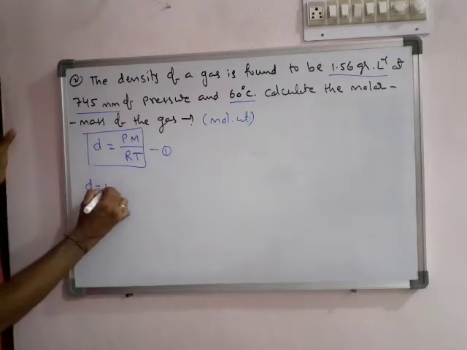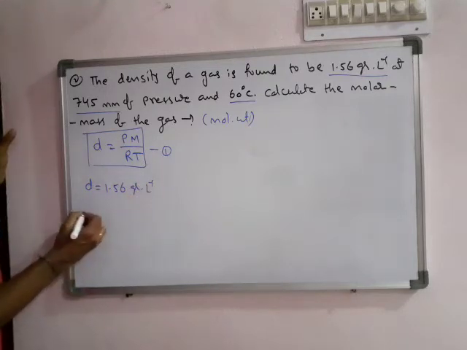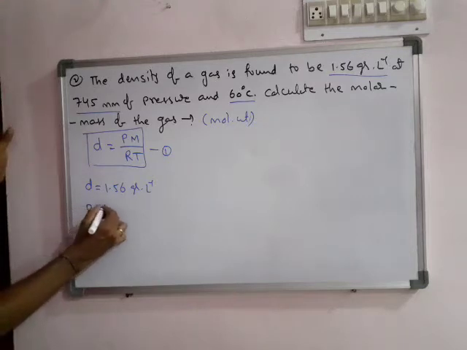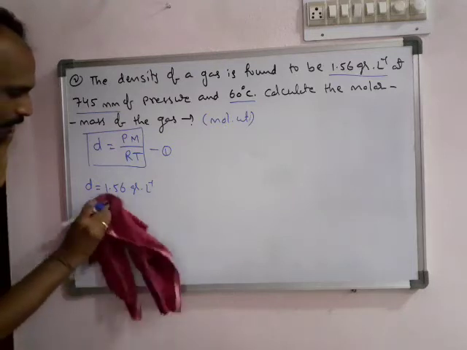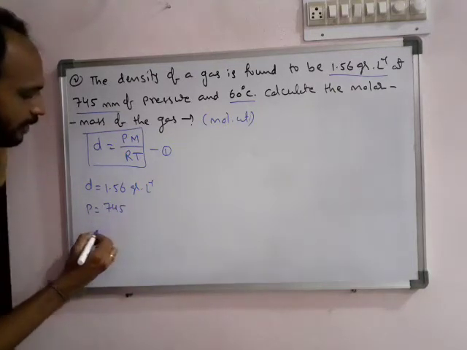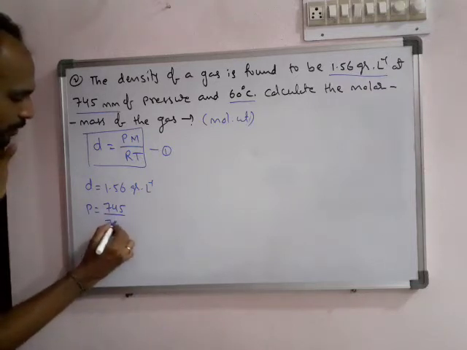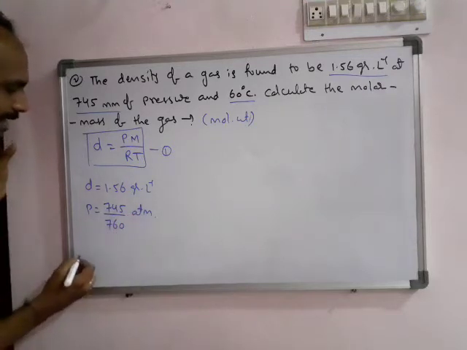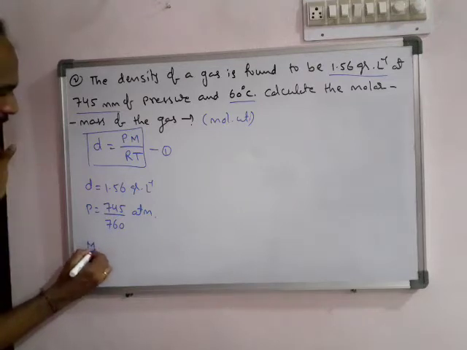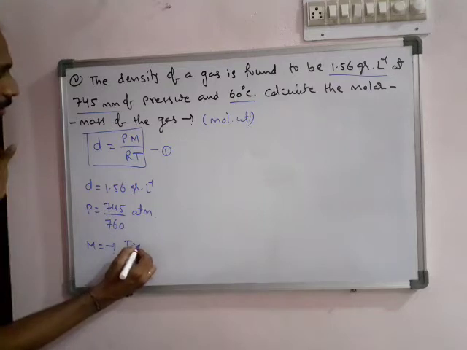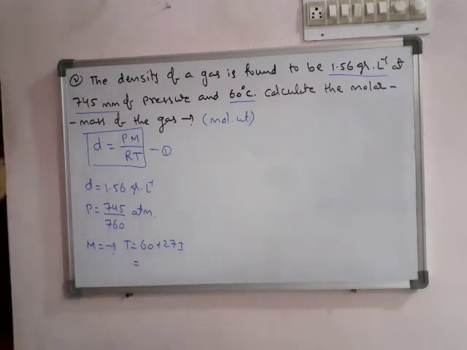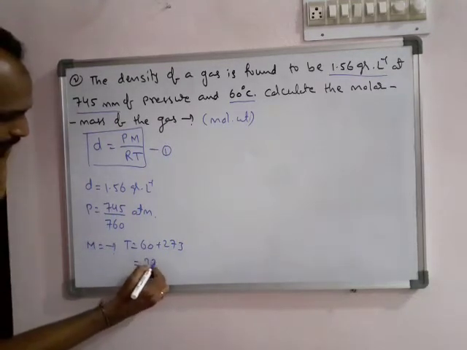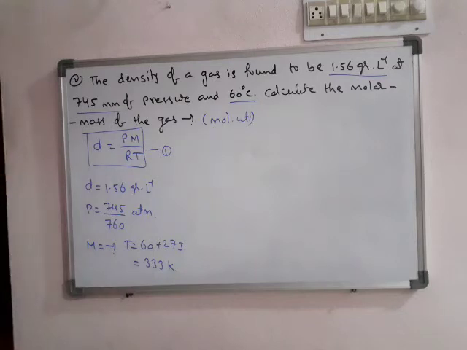So here density is given, 1.56 grams per liter. What is the pressure? 745 mm. Generally we substitute the pressure in terms of atmosphere, so the mm should be converted into atmosphere, that is divided by 760. Next, we know the molar mass; we need to find that molar mass. What is the temperature? 60 degree means plus 273, how much does it become? 333.